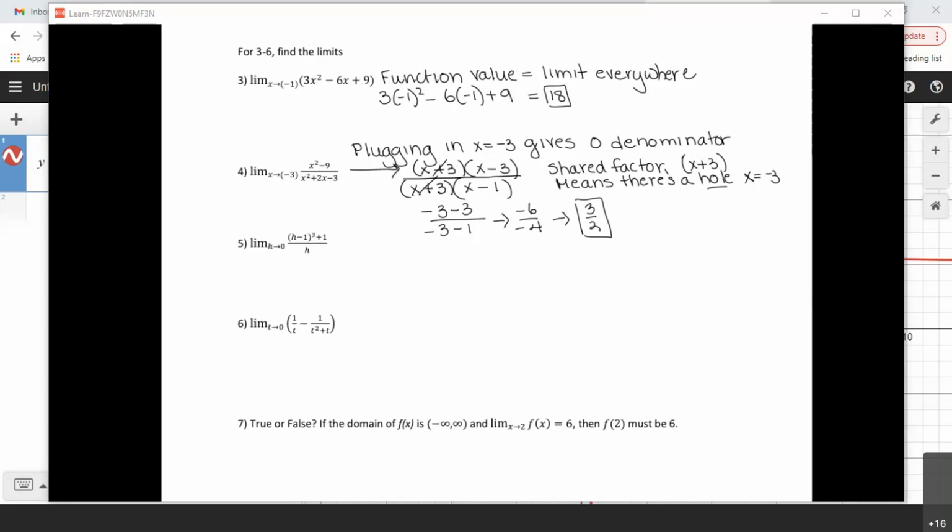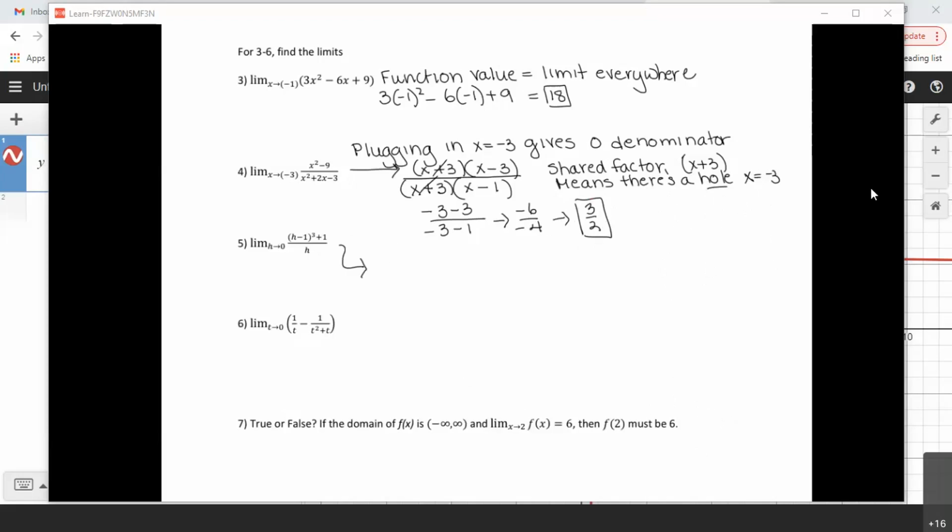Again, this is saying, what's the limit as I approach negative 3? Well, that's where the hole is. The limit exists there, and this is its value. All righty. Let's take a look at this one.